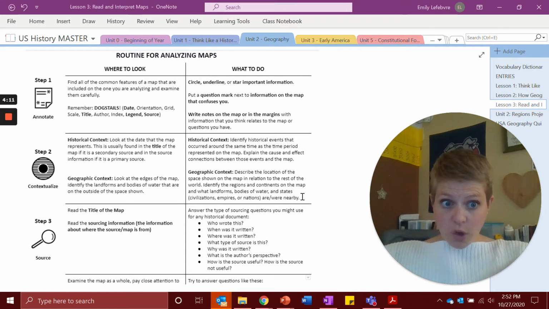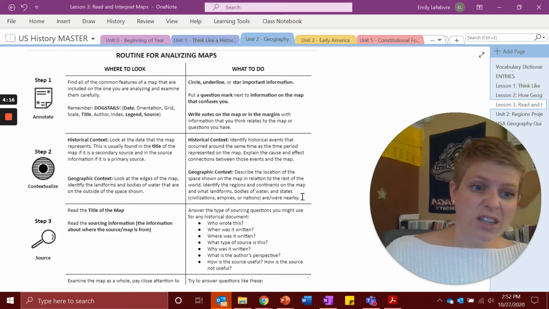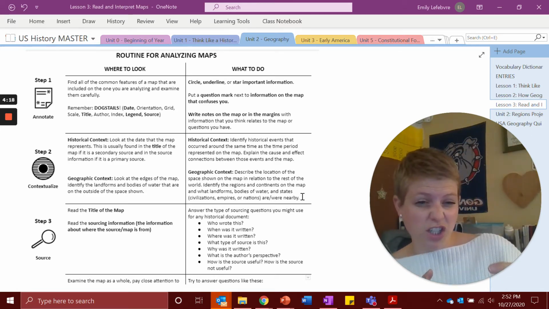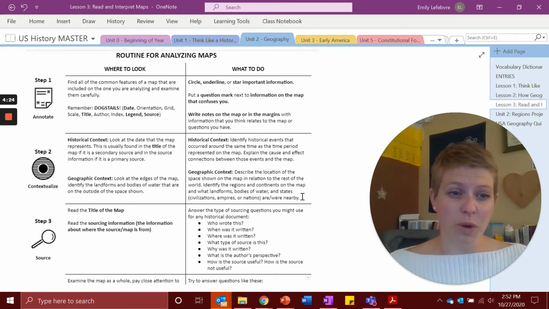So figure out what's on the map, right? What is this a map of? Is it all of America? Is it part of it? Is it all of Asia? Is it just Russia? Look at it. All right, pause here. And then come back when you're done highlighting that section for what is important.